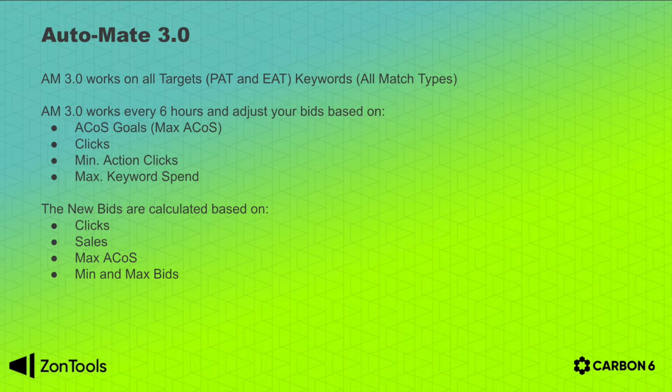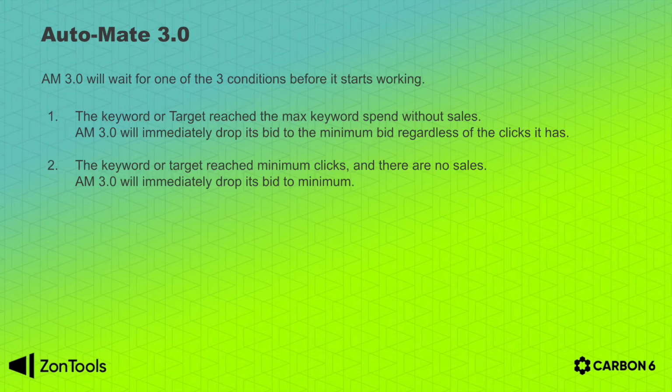Every 6 hours, bids are adjusted based on your ACOS goals or your max ACOS, clicks, or your minimum action clicks and your maximum keyword spend. The new bids are calculated based on clicks, sales, maximum ACOS, minimum bid and your maximum bid. Automate 3.0 will wait for one of the three conditions before it starts working.